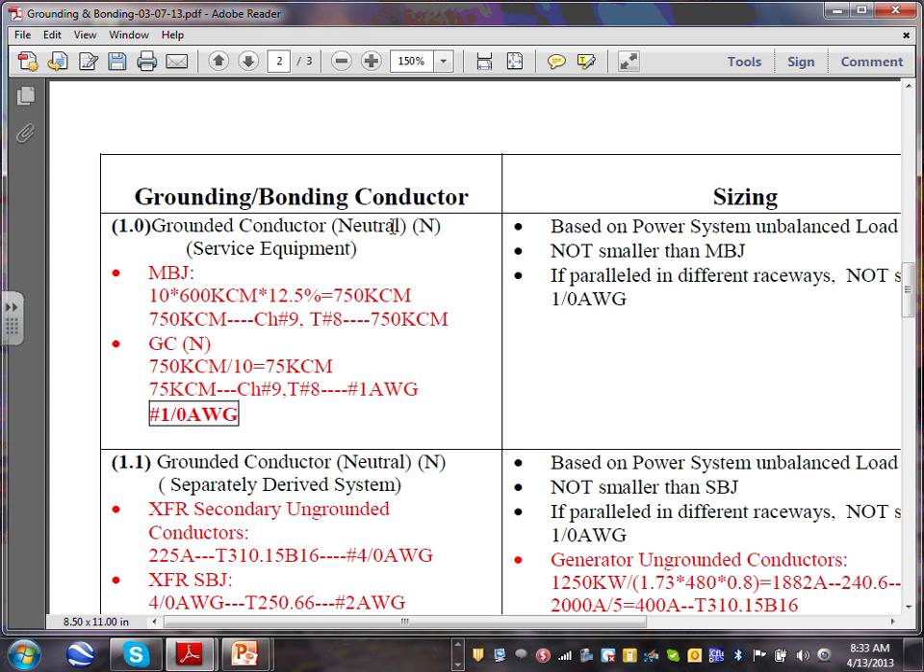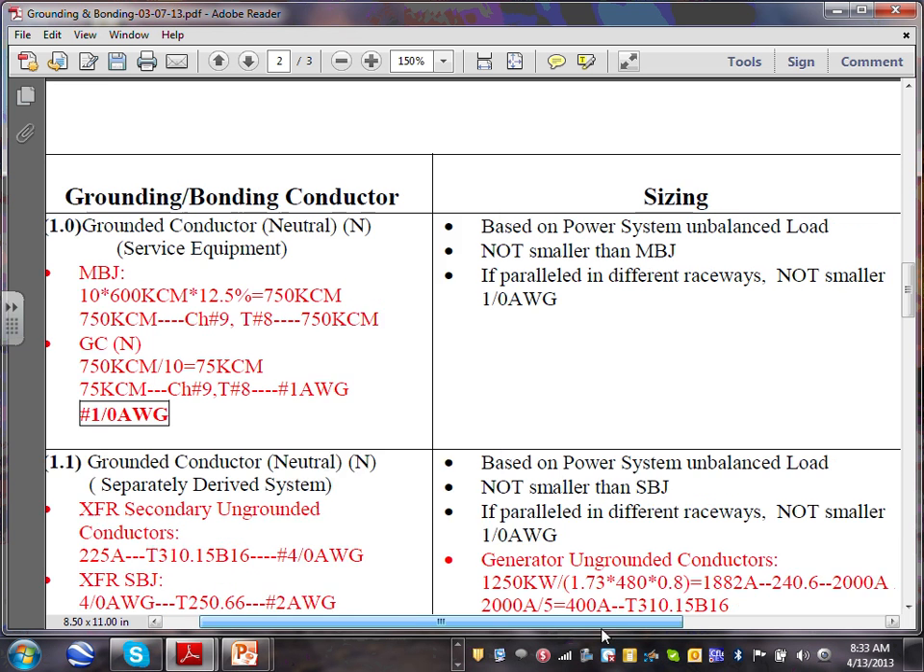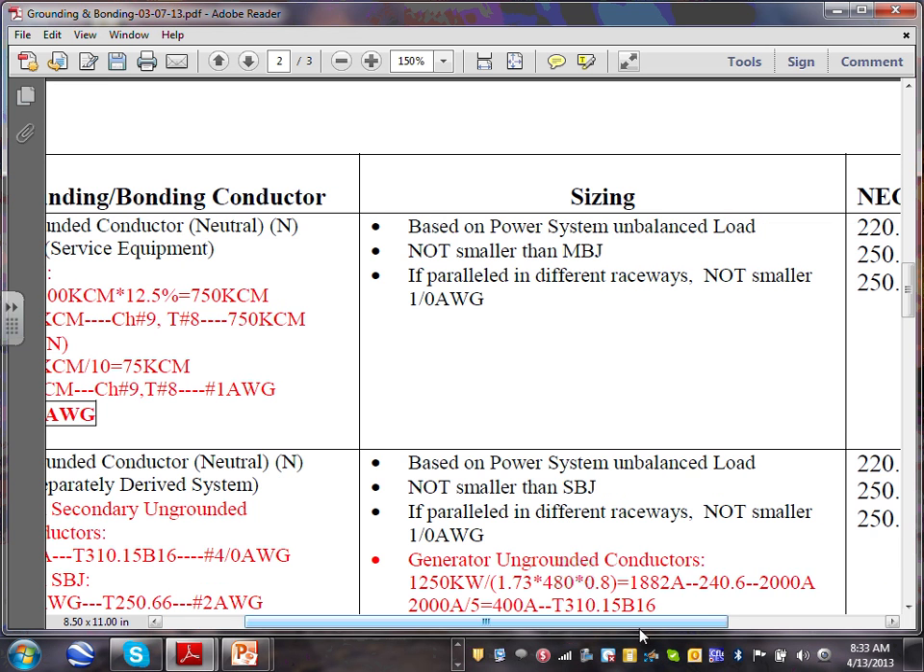It's also neutral. I gave it the letter N, and it's at the service equipment. Does everybody know how to read that one? The first column? You go to the second column, guys. It will tell you this is how you size it. You size it based on the power system unbalanced load. That's the most important thing.